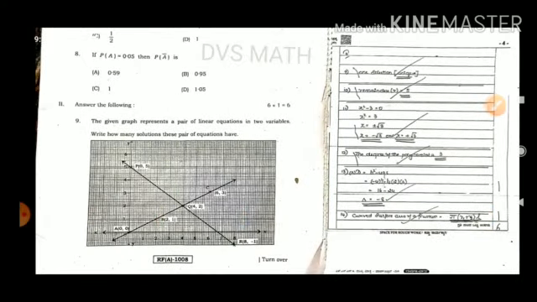So now let us go for the second main, 1 mark question. Observe the graph. The given graph represents a pair of linear equations in two variables. Write how many solutions this pair of equations has. As you all know, if they intersect at one point, how many solutions? 1, or you can write unique solution. If they are parallel, no solution. If they are coincident, many solutions.